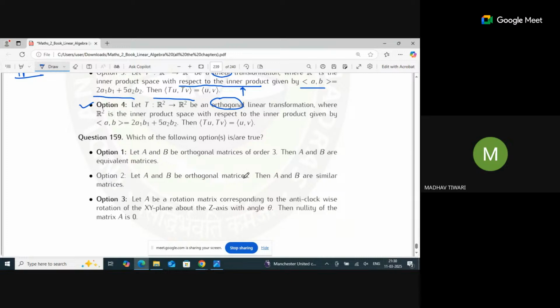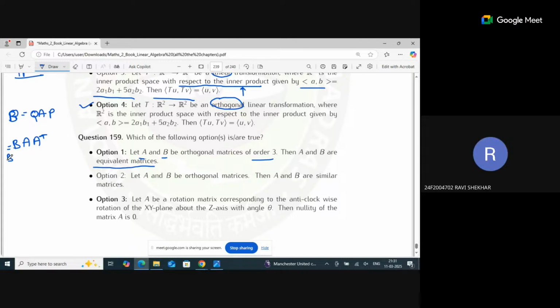Next is this one, question 159. Here we are given A and B are orthogonal matrices of order 3. Then A and B are equivalent matrices. If these two are orthogonal matrices, what should be true? B is equal to QAP, right? As you know, if I multiply A by its transpose, it will be the identity matrix, and if I multiply it by B, it will be equal to B.